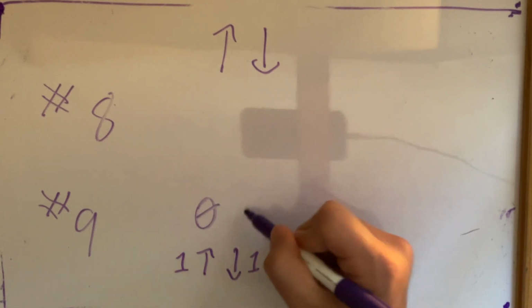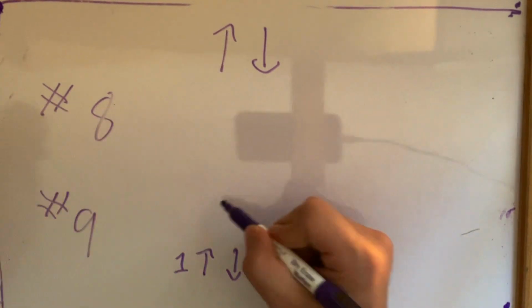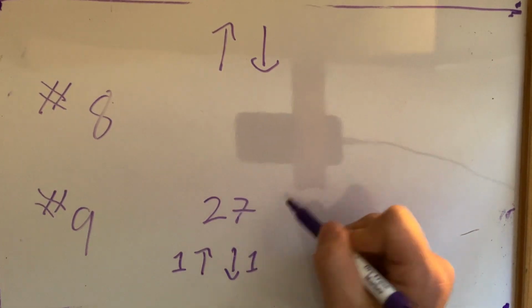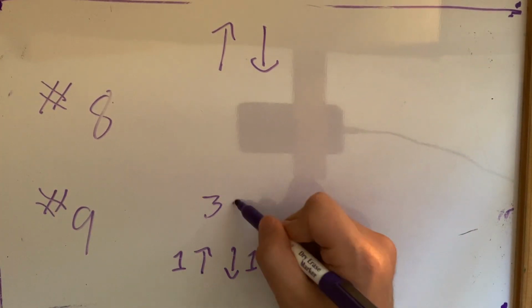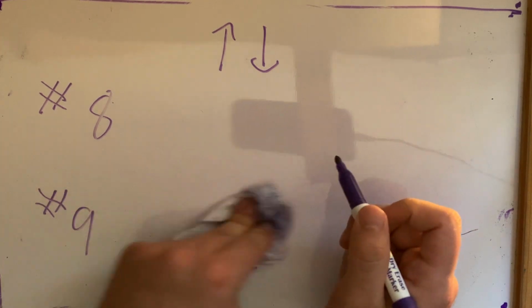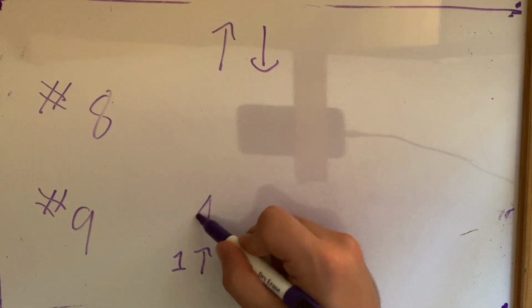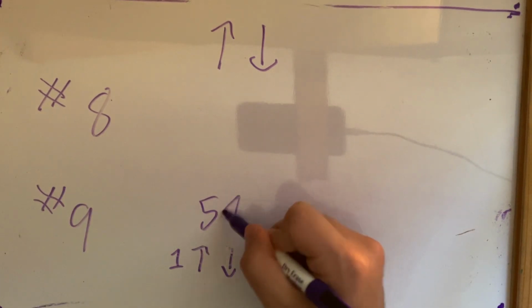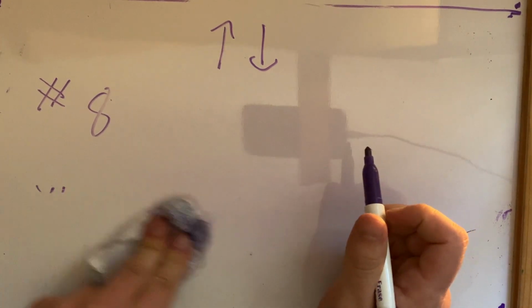So we start off with 0, 9, and then we get 1, 8. Then we get 2, 7. Then we get 3, 6. And then we get 4, 5. And then 5, 4. And on and on and on, right?